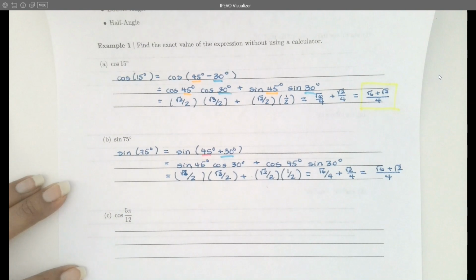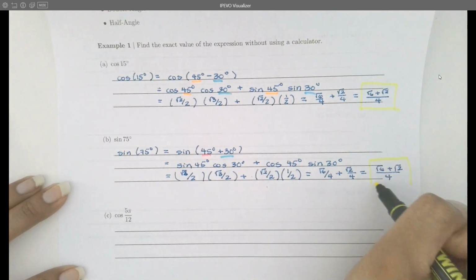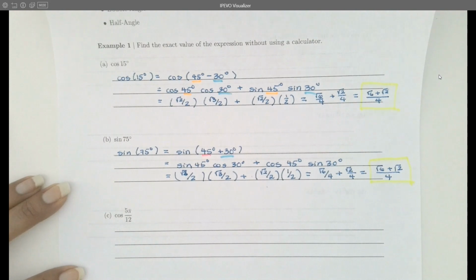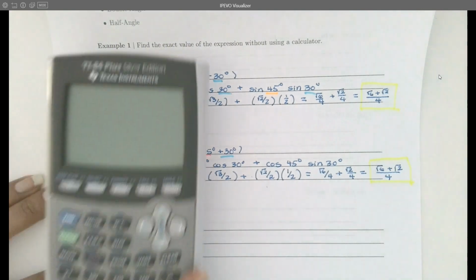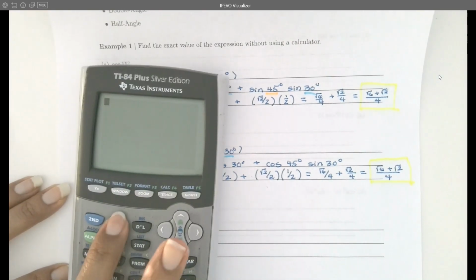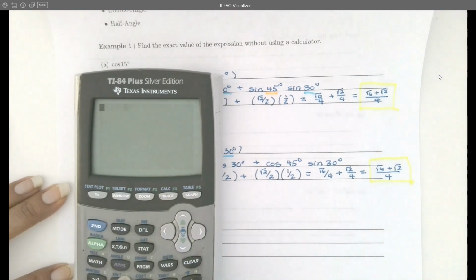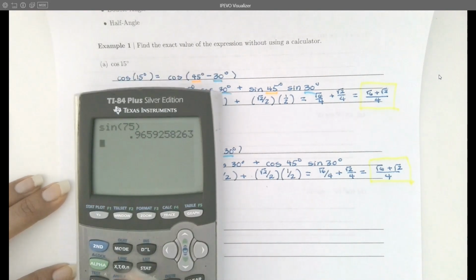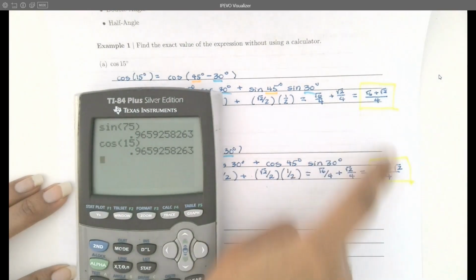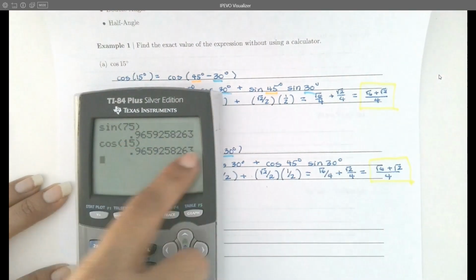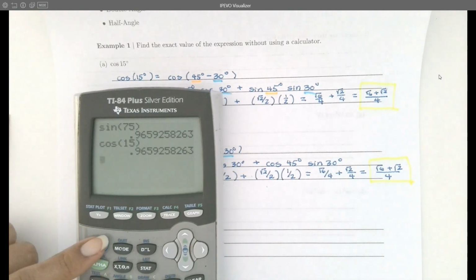We can always double check on the calculator. So let's go ahead and do that. So if we look at the calculator, I'll make sure that I change to degree mode. Sine of 75 degrees is equal to 0.9659. And if I take a look at what is cosine of 15 degrees, we get exactly the same thing. So it must mean that these two fractions have to equal to this decimal answer. And we can double check.